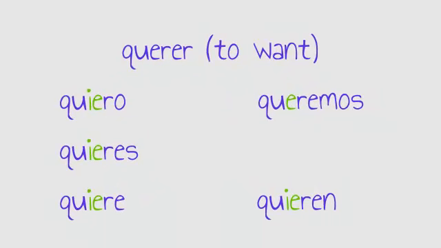A verb that we've already worked with this year, but we didn't really designate it as a stem changing verb, is the verb querer. Querer means to want in Spanish. Again, we're doing the same thing. It's an ER verb this time, so our endings are O, S, E, emos, N, just like the other ER verbs that we've learned. But the E changes to an IE in most of its forms.